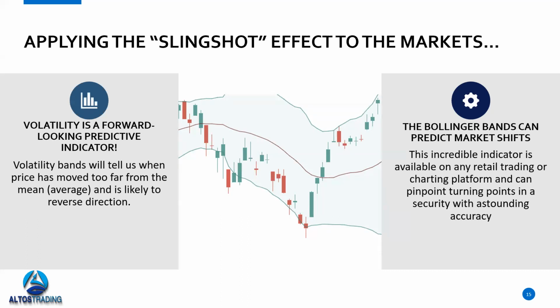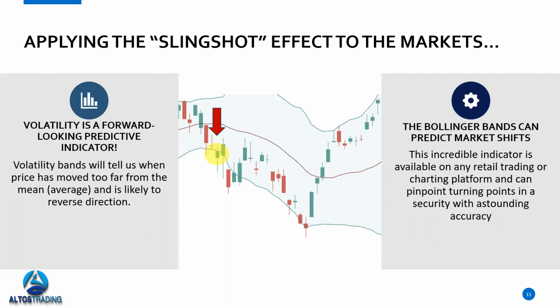Number one, it's available on any retail trading platform or charting platform. But if you understand how to read them, and more importantly, how to apply a contrarian perspective to them, it can help us pinpoint turning points in a security with quite astounding accuracy. And this is what it looks like, right? So this is the slingshot in action. I just want you to see it now, and then we'll walk through the steps, right?